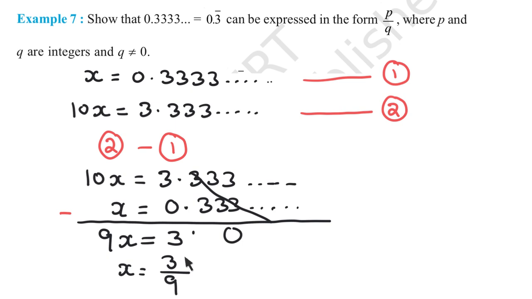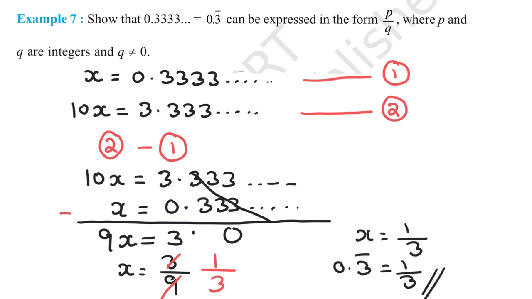Is there a number that can divide both these numbers? Yes. Which number can divide 3 and 9? It is 3. So 3 1 times is 3, 3 3 times is 9. So now can you see? x is equal to 1 over 3. So 0.3 bar when represented as a fraction is 1 over 3.